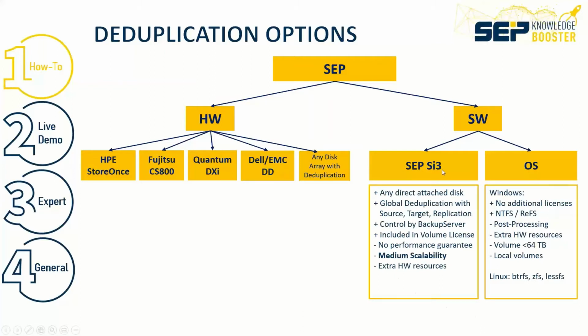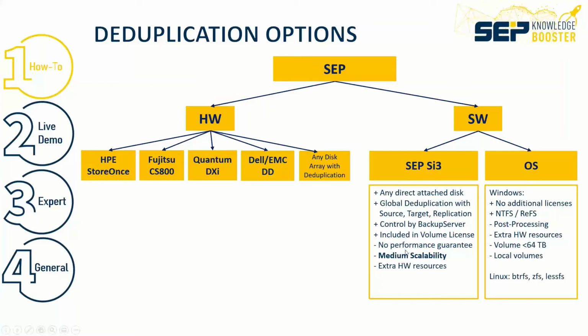Then with the software deduplication, you could use our SI3. It's possible with any kind of direct attached disk. So we really don't care about the performance of the disk storage. We don't care about the hardware vendor and so on. We just use what's there. So we do not make any guarantees regarding deduplication, but you could use whatever is there.